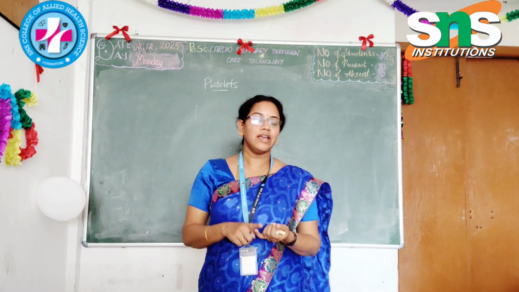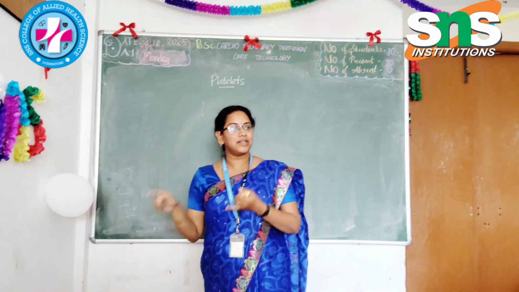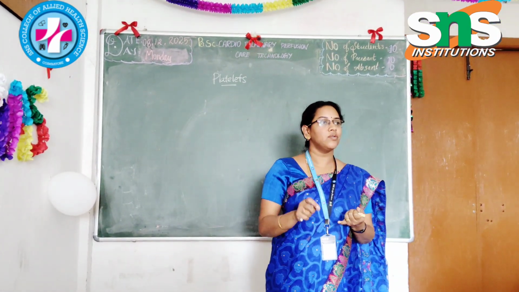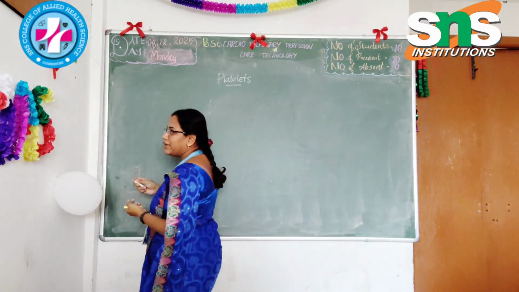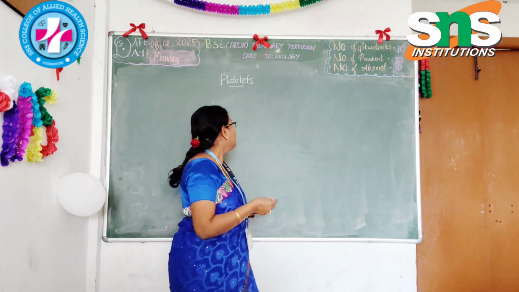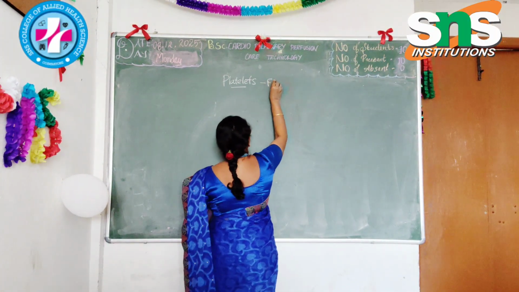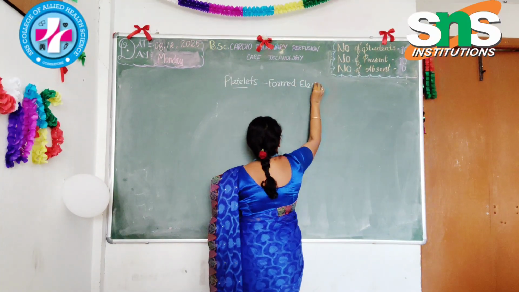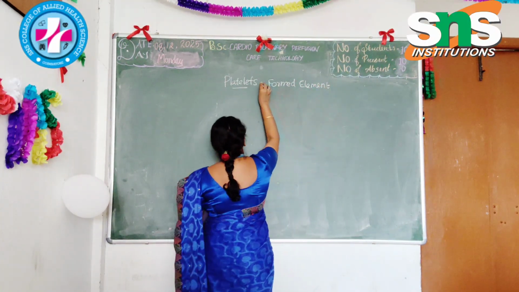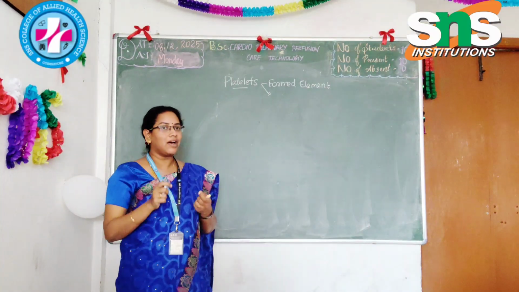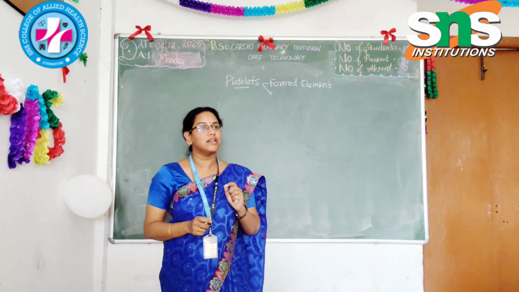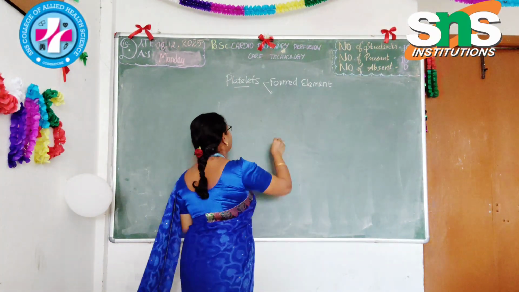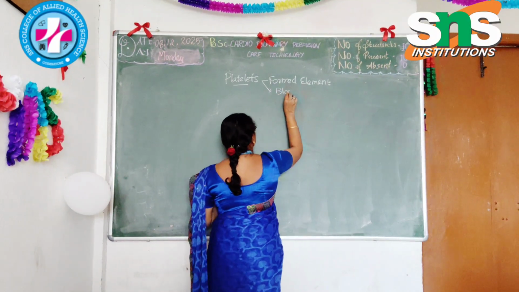This is on platelets. Platelets are the cells present in the blood. This is also one form of formed element. You can note down what I am writing on the board. So platelets are called the formed element of the blood. Platelets have an important function, which is called blood clotting. So the function of platelets is blood clotting.